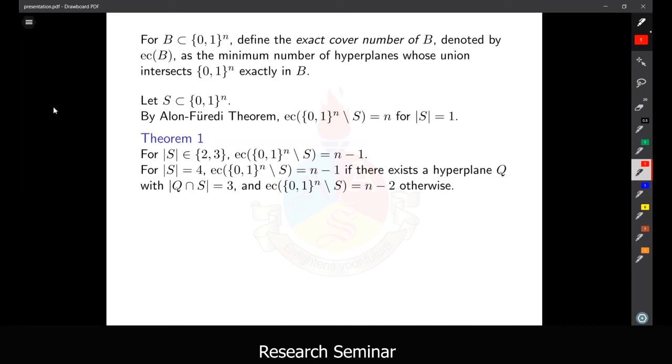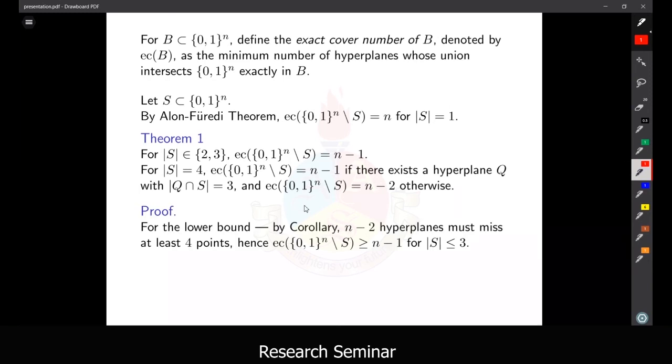Here comes our first result. We actually studied what happens if we make the set S slightly larger. So for instance, if we remove 2 or 3 points, then we need exactly n minus 1 hyperplanes to cover such a set. And if we remove 4 points from our hypercube, then we have 2 possible options. One possible option is if there exists some hyperplane which covers exactly 3 points from our restricted set S. In this case, we claim that the exact cover number is exactly n-1. Otherwise, if all 4 points are in the same hyperplane, then the exact cover number is equal to n-2.